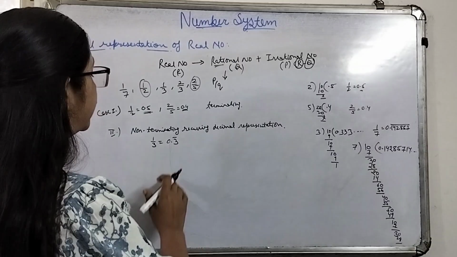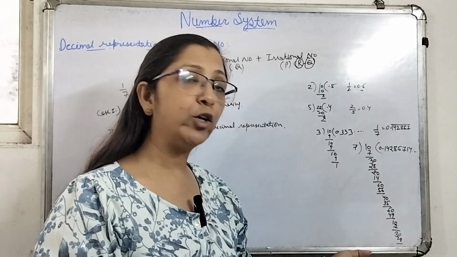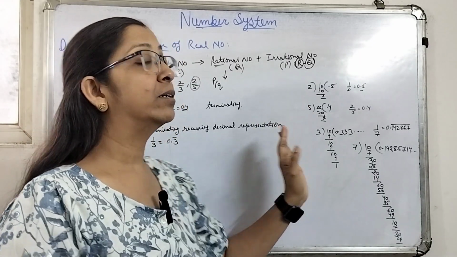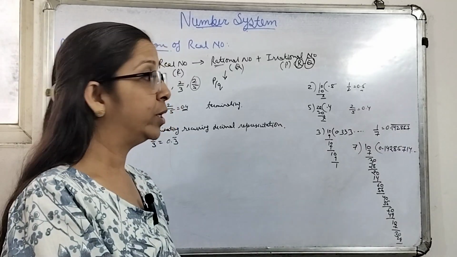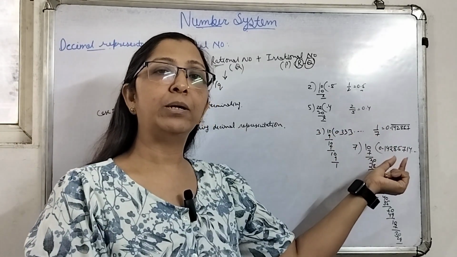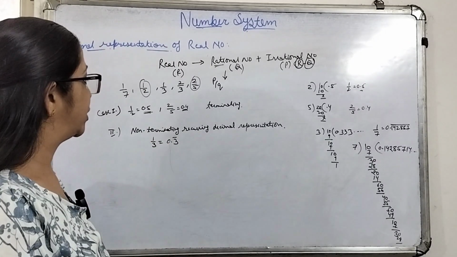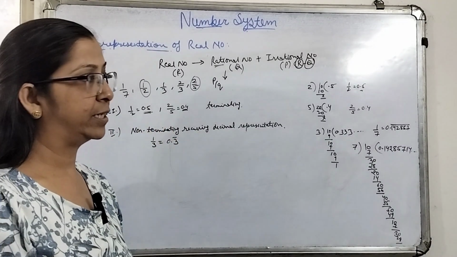And the second case is when, after as many steps as you want to continue your division, your remainder will never come to an end. It will never come to 0. Either a number or a group of numbers is going to repeat again and again, and such decimal representations are known as non-terminating recurring decimal representations.